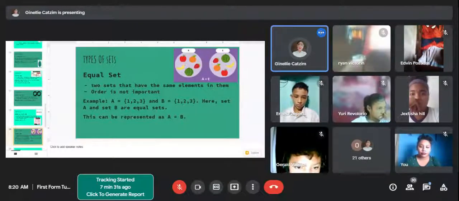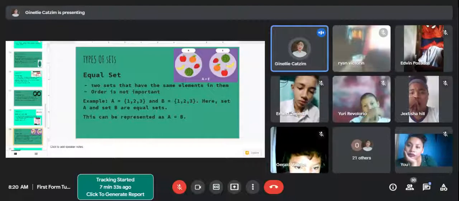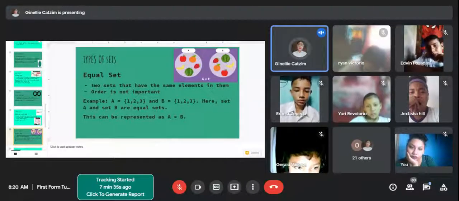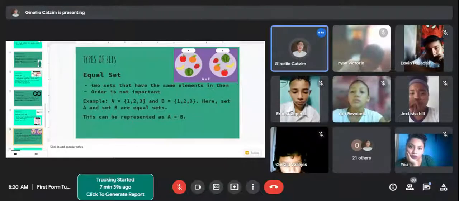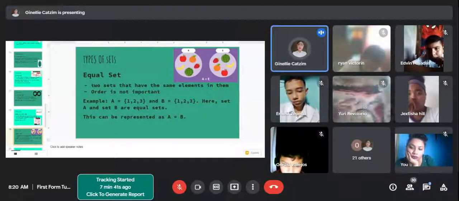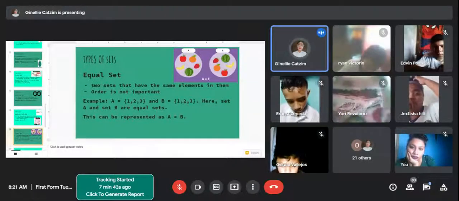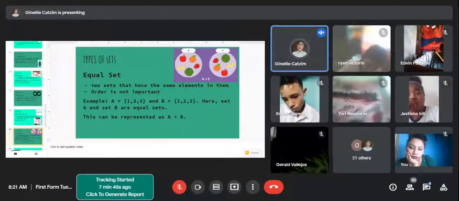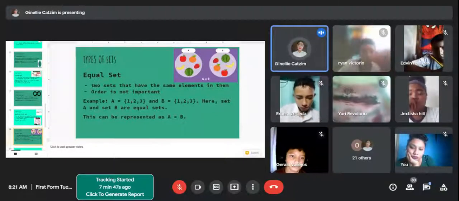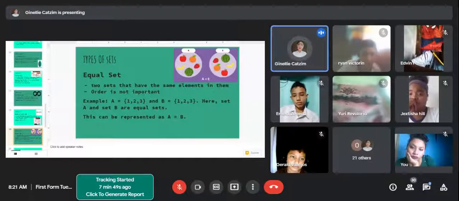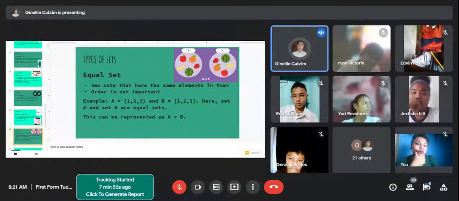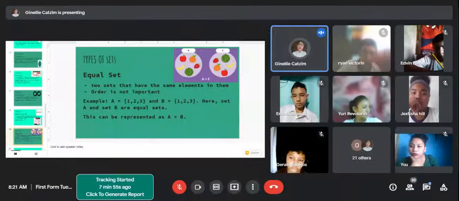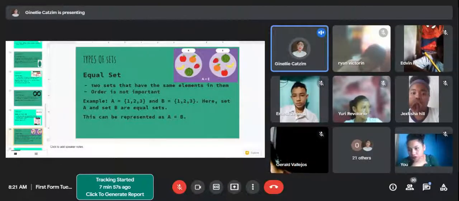Equal sets are two sets that have the same elements in them. Note that the order is not important. Let's see, I have a little image here that has an apple, an orange, a strawberry, a watermelon, and a banana, right? And the other set has the same thing, but it has a different order. But because it has the same elements, it is an equal set.